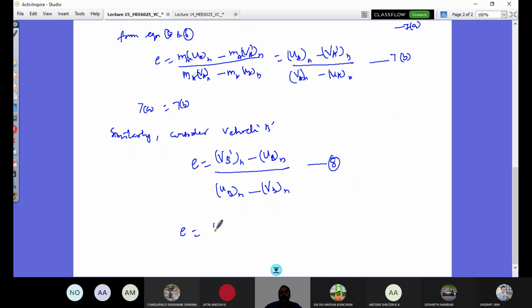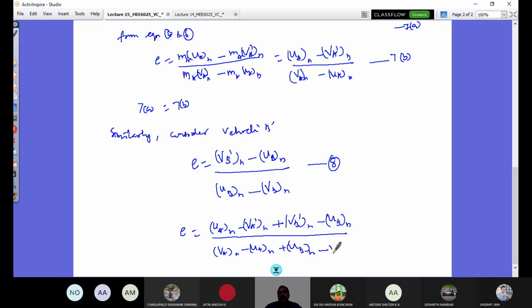So E would be (UA N minus VA dash N plus VB dash N minus UB N) divided by (VA N minus UA N plus UB N minus VB N). So now you know what is this: UAN equals UBN, because these two velocities UA and UB are different, but the component along the line of action, line of impact, is the same. So these two are equal.